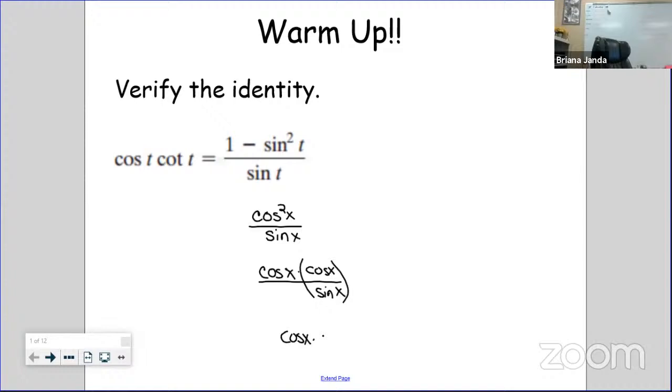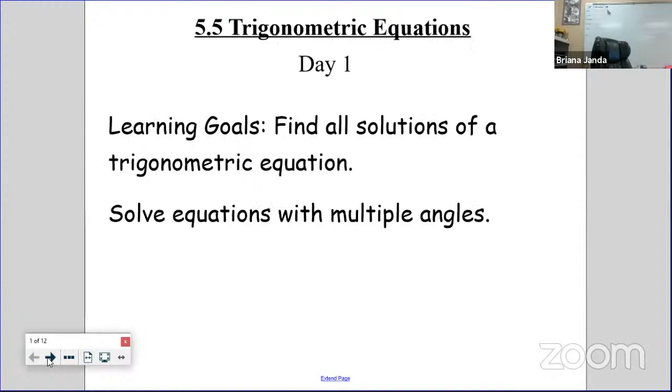I would just continue to encourage you that when you are verifying, your last line should say exactly what the other side started out as. We don't want to change the other side. We don't want to stop short of getting all the way there. So make sure that your last line is a duplicate of the other side to say we are done. All right.